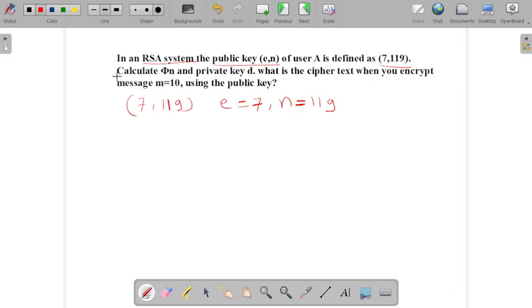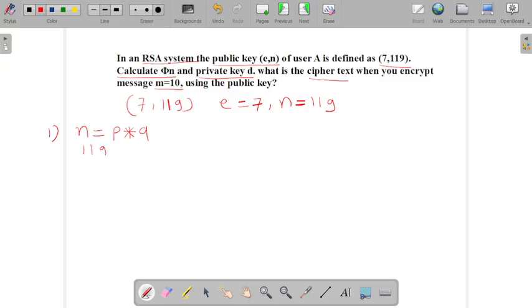After that, we have to calculate the value of phi of n, the value of our private key, that is D, and what is the ciphertext when you encrypt the message M is equal to 10. So here the plaintext is given, that is M is equal to 10, and we need to calculate our ciphertext with the help of the encryption process. So first of all, we will start with the first step of our example, that is we have to find the value of our P and Q, because in this example the value of n is given, and when n is given we will calculate the value of our two prime numbers.